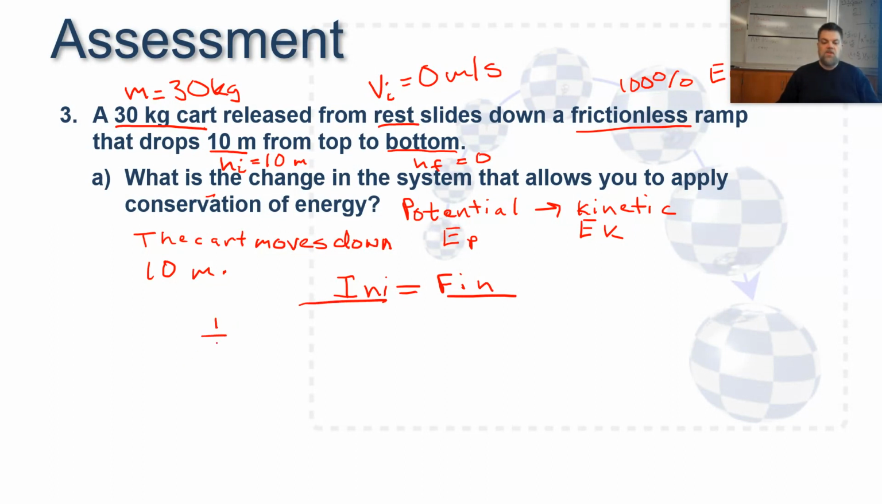So remember, mechanical energy is 1/2 times the mass. The mass never changes, but we have an initial velocity squared plus the mass of the object times the acceleration due to gravity times the initial height. Lost my g there. Is equal to 1/2 times the mass times the final velocity squared plus the mass times the acceleration due to gravity times the final height. Okay?